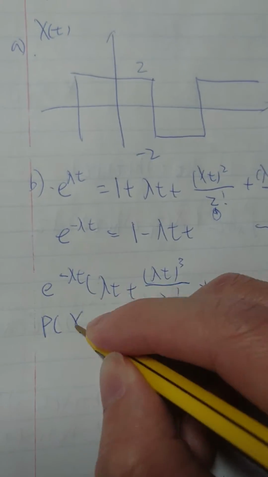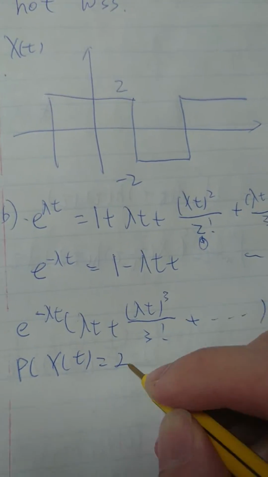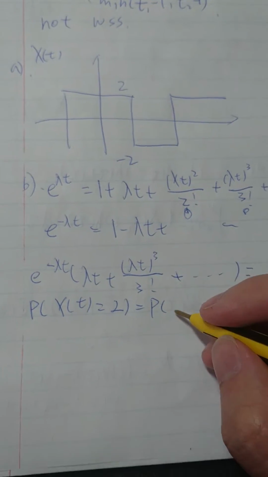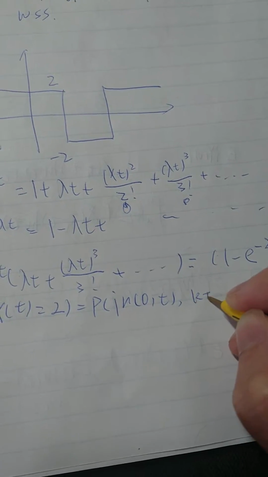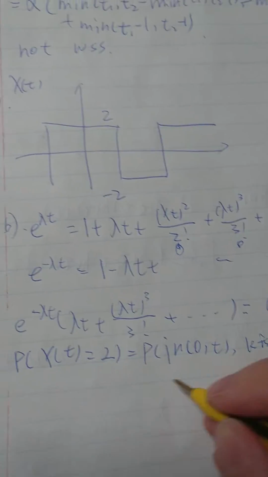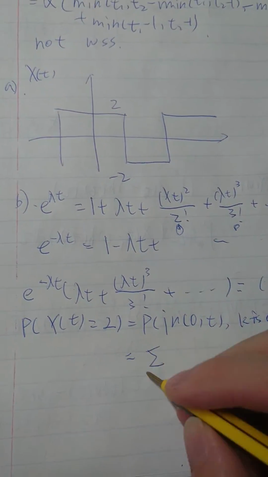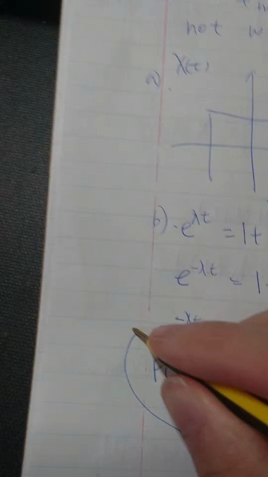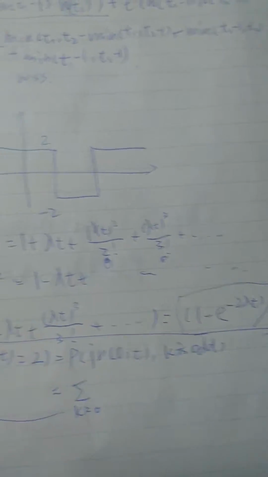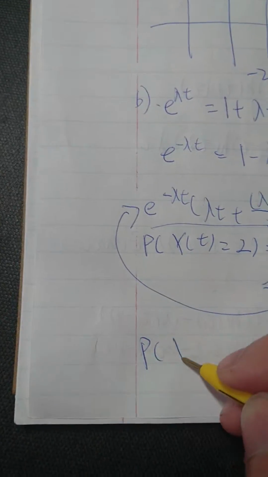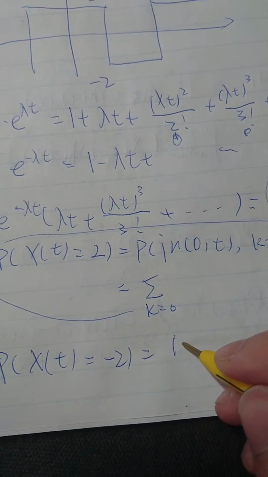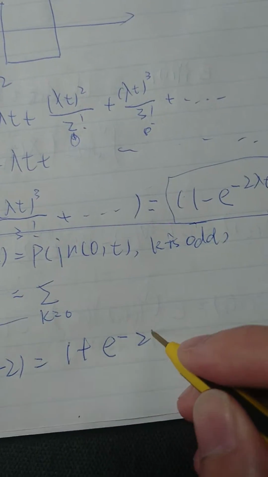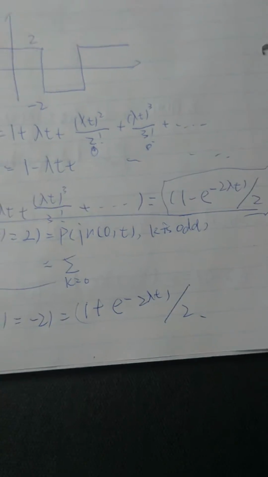So P(Xt equals 2) means the probability that k in 0 to t is odd. So that equals this function, and it equals this. Similarly, we have P(Xt equals minus 2) will be 1 plus e to the minus 2 lambda t over 2.